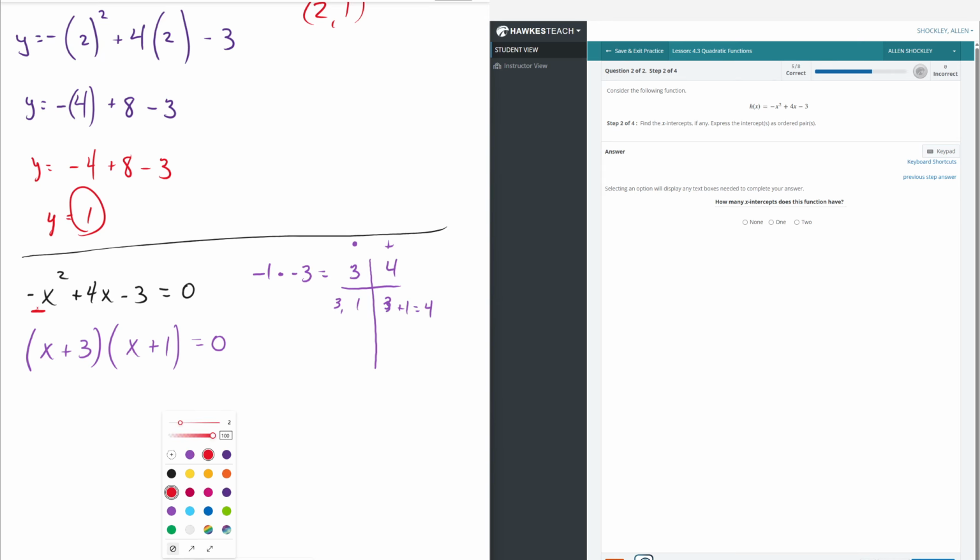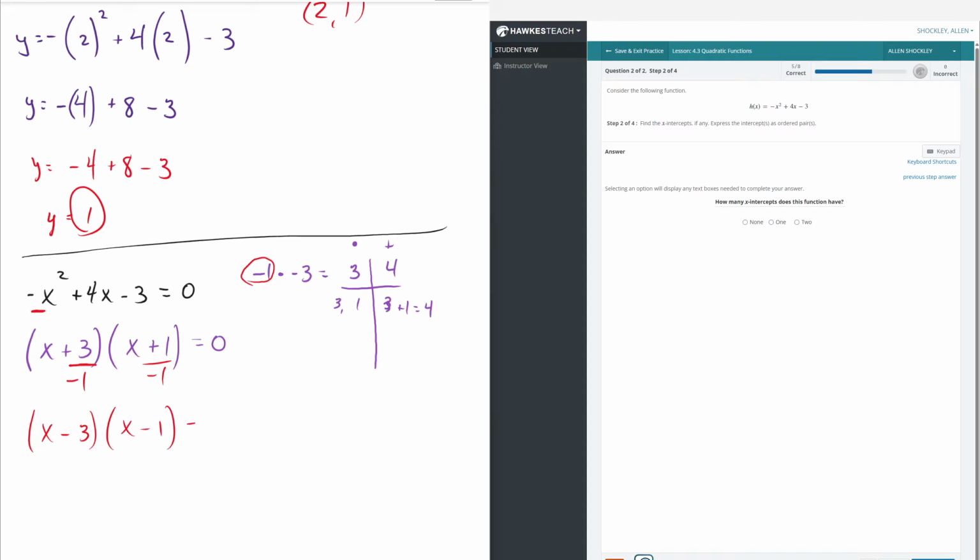We need to use this again, and so we're going to divide by my first number. My first number, again, is this guy. So we're going to divide by negative 1. We're going to divide by negative 1. So x minus 3 and x minus 1.